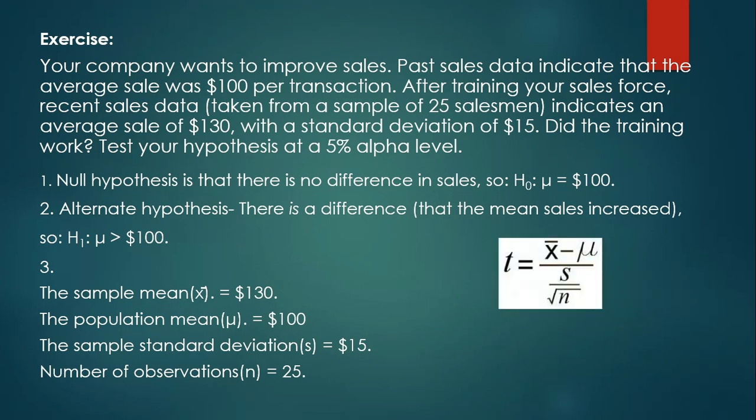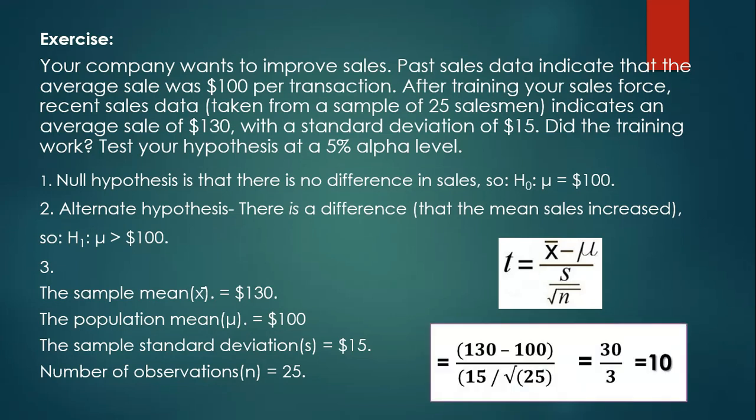T equal to x bar minus mu all divided by s square root of n. When we apply the values, we will get 130 minus 100 divided by 15 divided by square root of 25. That is 30 by 3 and we get a value 10. So that's the t value what we get.